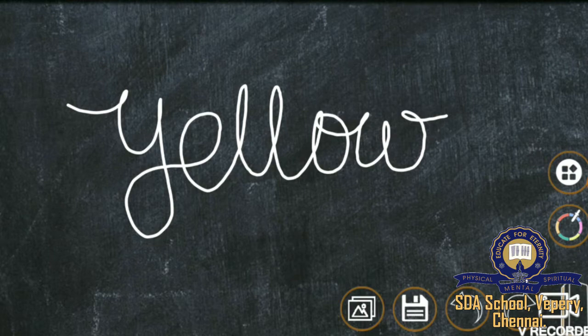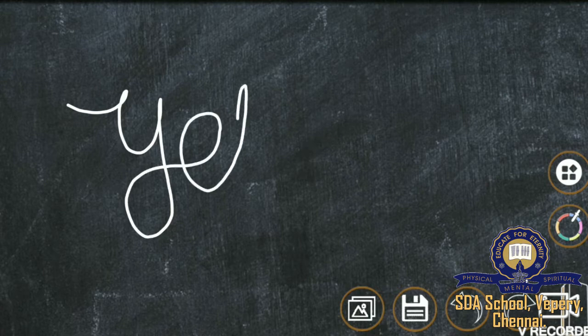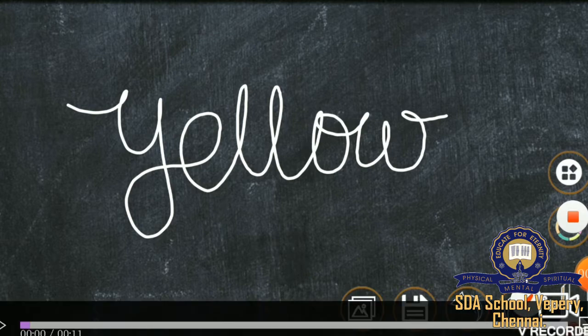This is the third spelling. What is this third spelling? Yellow. Y-E-L-L-O-W. Yellow. This is our third spelling. Is it clear, children? Is it clear?